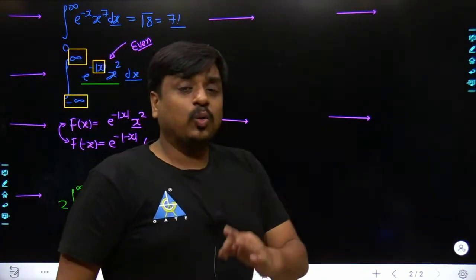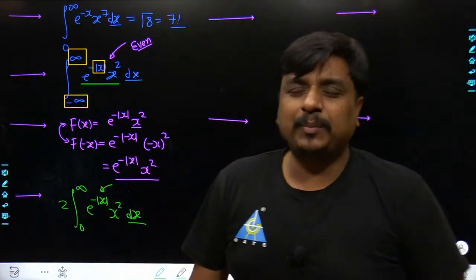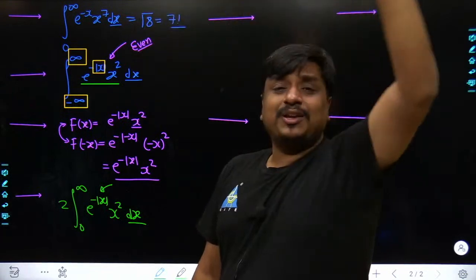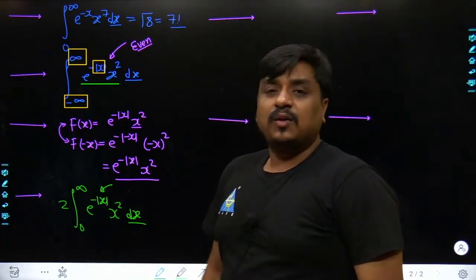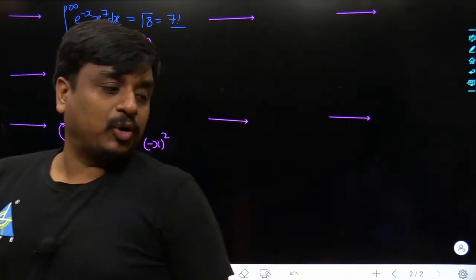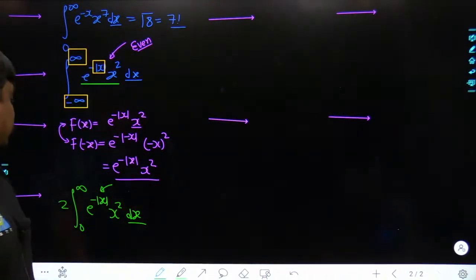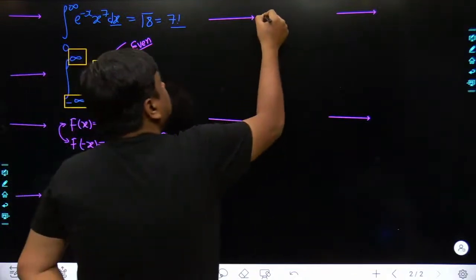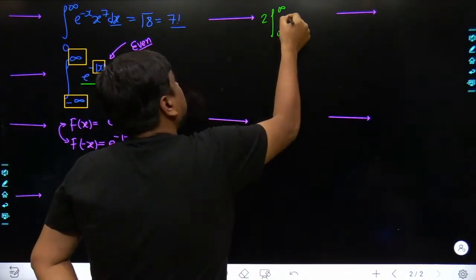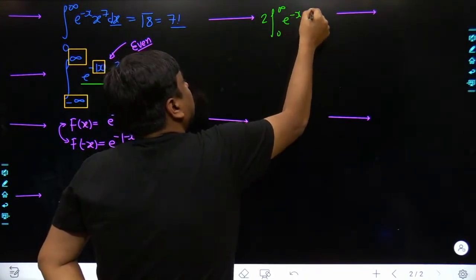The students who have been following my lectures from the very beginning will definitely appreciate this concept, because in many various cases I have taken problems where the integration dealt with the modular function. So here it goes: 2 times the integration from 0 to infinity, e to the power of minus x, x square dx.